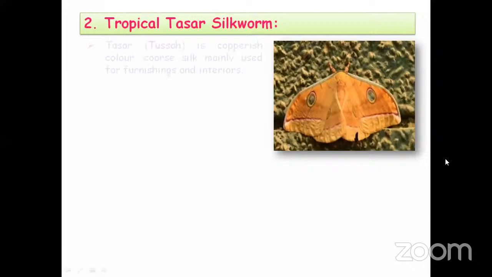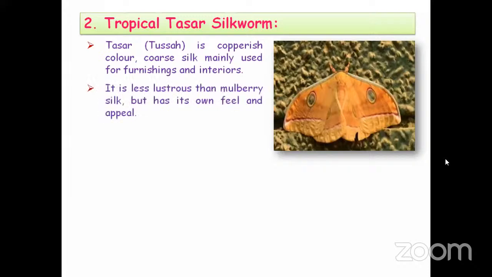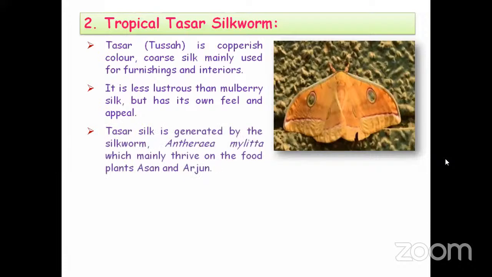This tussar is a copperish colored coarse silk mainly used for furnishing and interiors. This type of silk is less lustrous than mulberry silk, but has its own feel and appeal. Tussar silk is generated by the silkworm Antheraea mylitta, which mainly thrives on the food plants Asan and Arjun. And the rearing is conducted in nature on trees in the open.